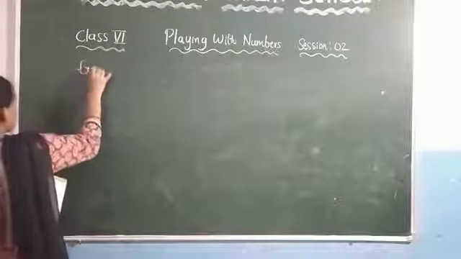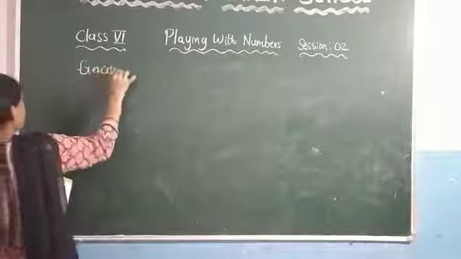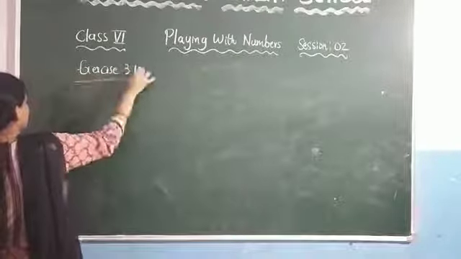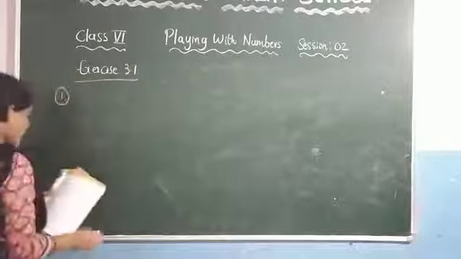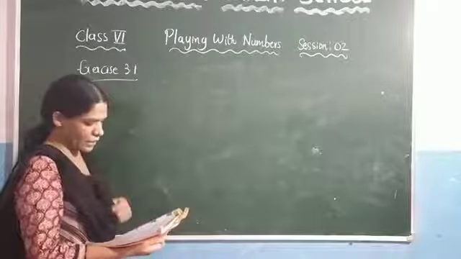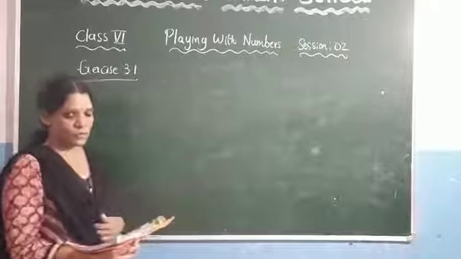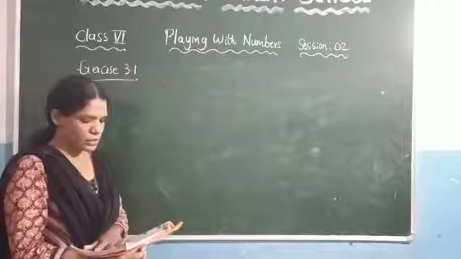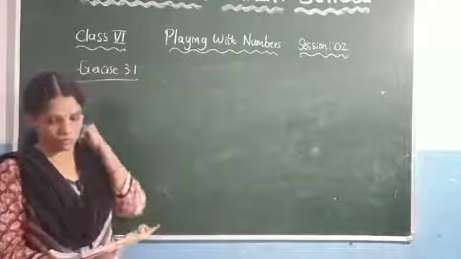First exercise. In that, what is the first question given here? Which of the following numbers are divisible by 2, 3 and 6? Here some questions are given. You need to check among these numbers which numbers are divisible by 2, 3 and 6.